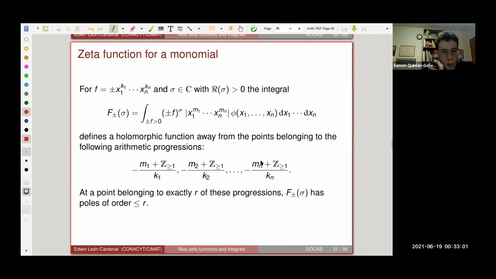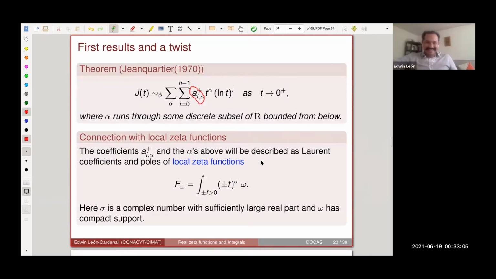So this theorem of, oh, sorry, I forgot the name. Like Jean Quartier. Is this still in the monomial example? Yeah, this is the whole thing in the monomial example. At the end, later, I will try to explain the general case. Okay. That's great. Thank you. But this is in the monomial example case.